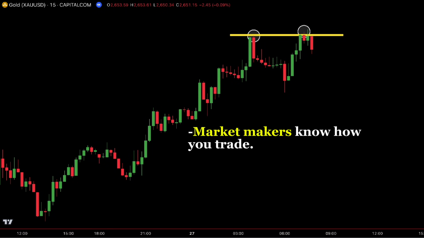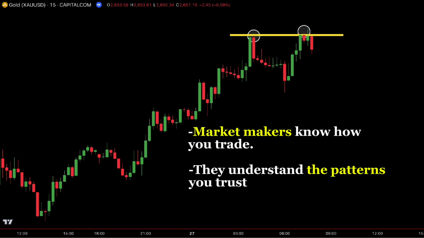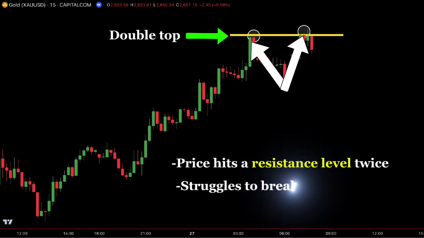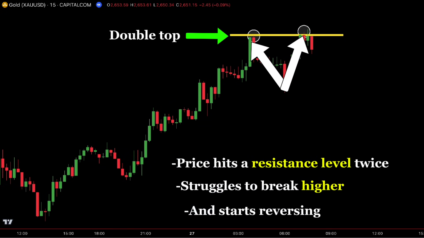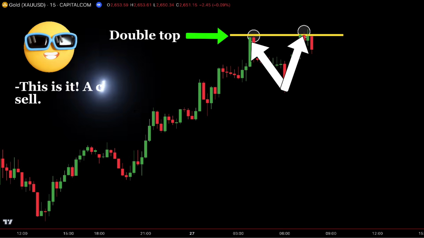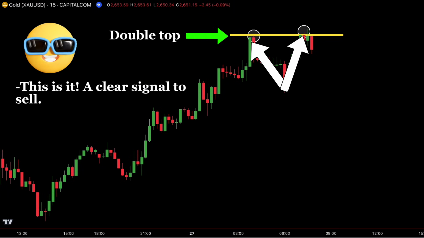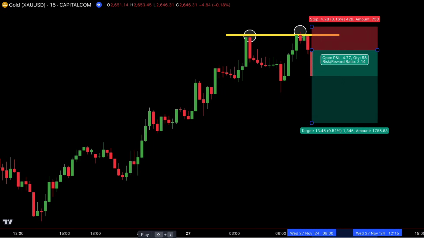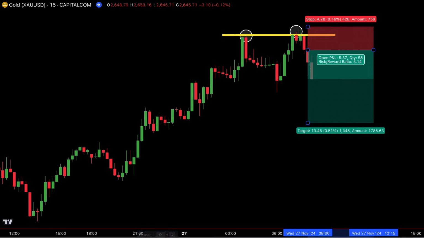Market makers know how you trade. They understand the patterns you trust, and the double top is a perfect example. Price hits a resistance level twice, struggles to break higher, and starts reversing. You think, this is it, a clear signal to sell. Convinced, you enter a short position and place your stop loss just above the resistance level. But here's what's really happening.